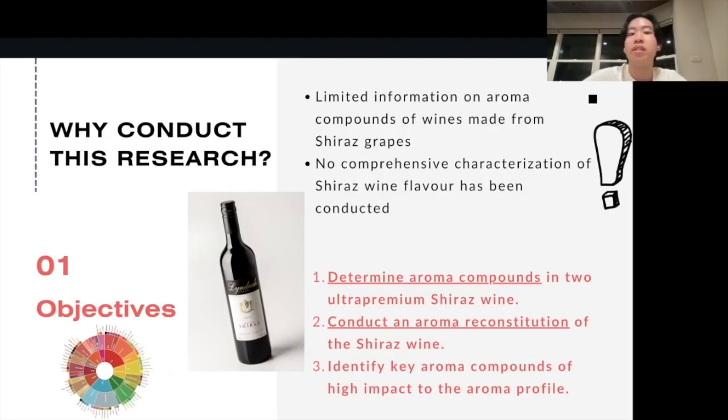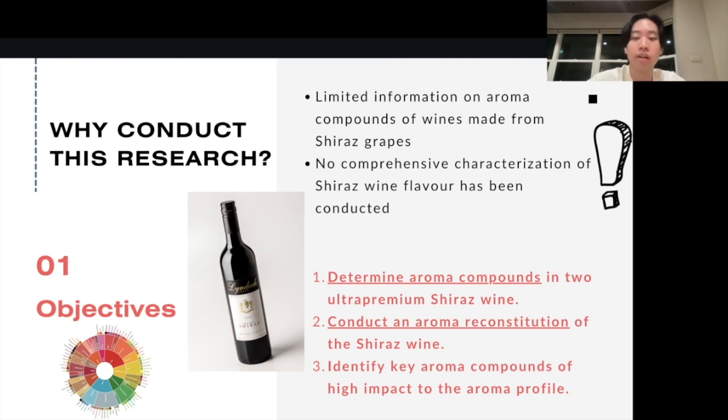So why do we conduct this research? Firstly, there's very little information on aroma compounds of wine made from Shiraz grapes. And as of the publication date of this paper, no comprehensive characterization of Shiraz wine flavor has been conducted. So the objective of this paper, firstly, is to determine the aroma compounds in two ultra-premium Shiraz wines. The Shiraz wines used in this research were a Barossa Valley 2006 wine and a Margaret River 2006 wine.